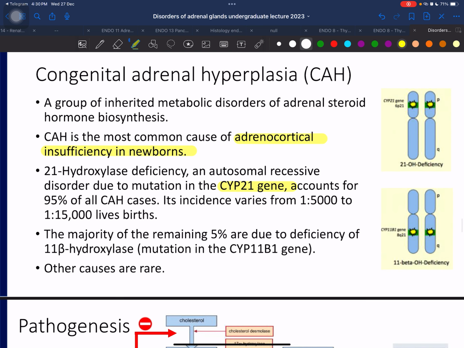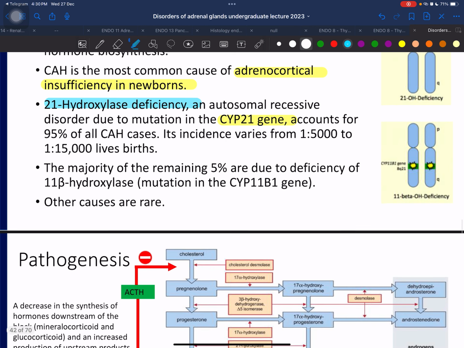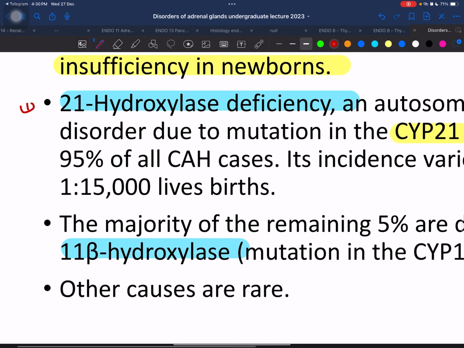If you can remember it, you remember it, okay? Its incidence varies from this to this. Just remember 21-hydroxylase deficiency is the most common cause of CAH, the most common cause. This one could be said to be the second most common cause, 11-beta-hydroxylase mutation or deficiency. The rest, there are actually many types, but the rest are very rare. So 95% of CAH are due to this mutation. 95%. Okay?